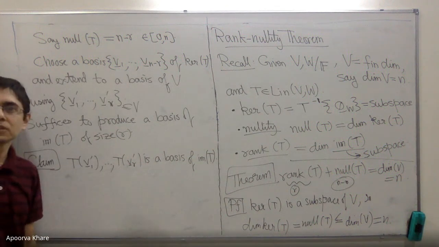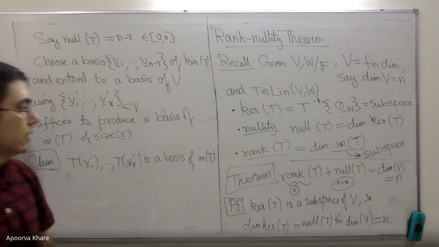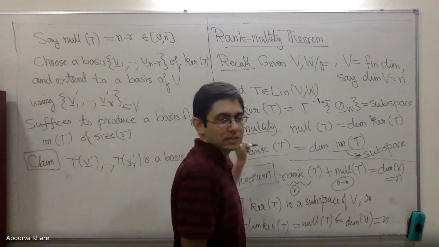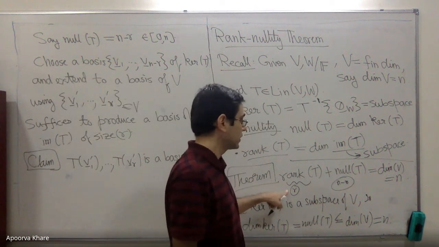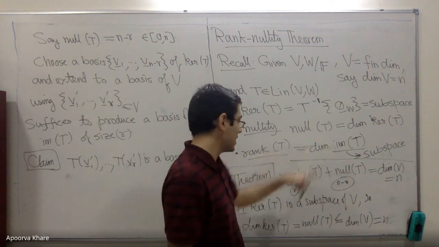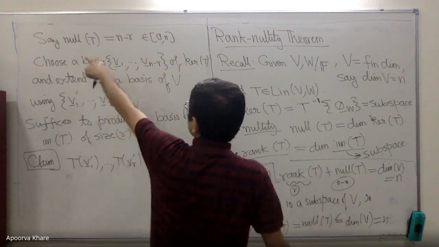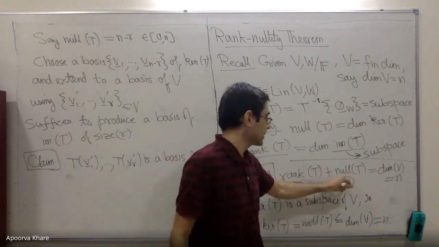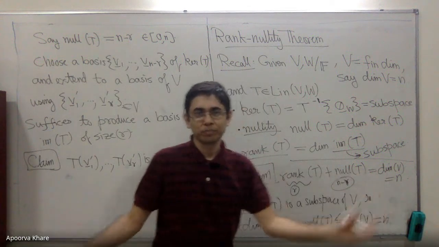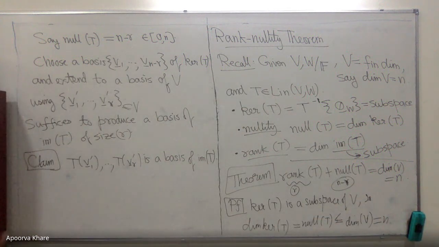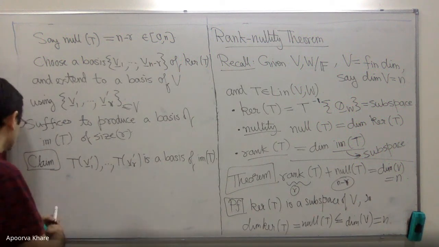The rank nullity theorem is therefore done, right? The basis has size R. So the dimension of the image is R. The rank is R. The nullity by definition was N minus R. R plus N minus R equals N. So that's what we need to prove. So how does one prove it's a basis? You prove it's linearly independent, and you prove it spans.